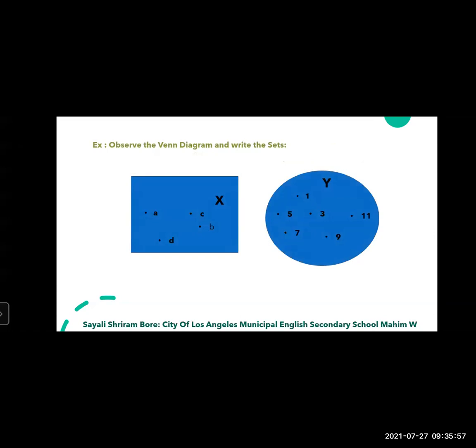Now the last example. Observe the Venn diagram again and write the set. Here again two Venn diagrams are given. You can see that the names of the sets, set X and set Y, are given, denoted by capital letters. So there are two sets, one is set X and one is set Y. Just observe this Venn diagram and write the elements which are present in both the sets.